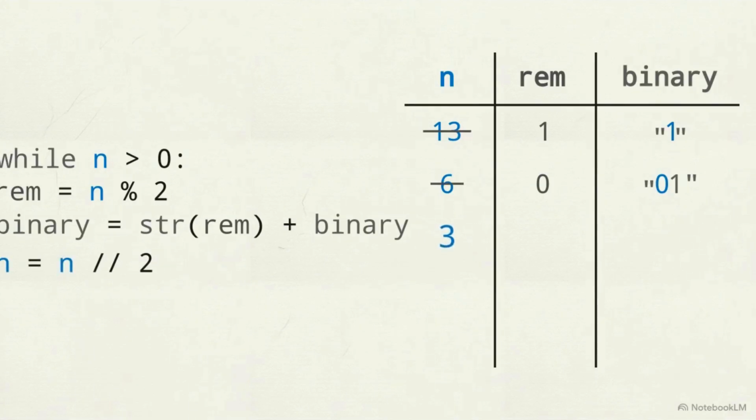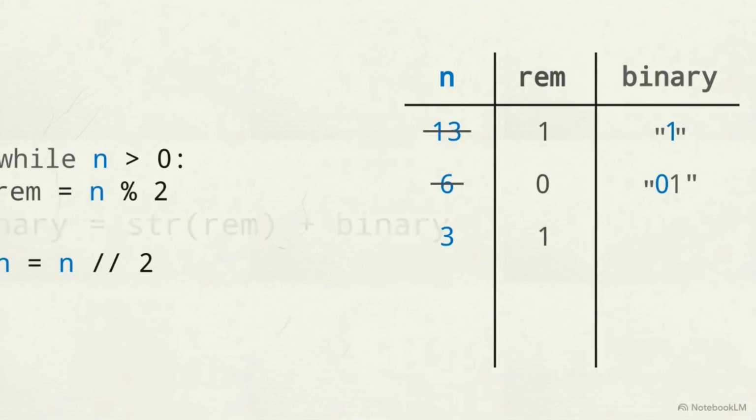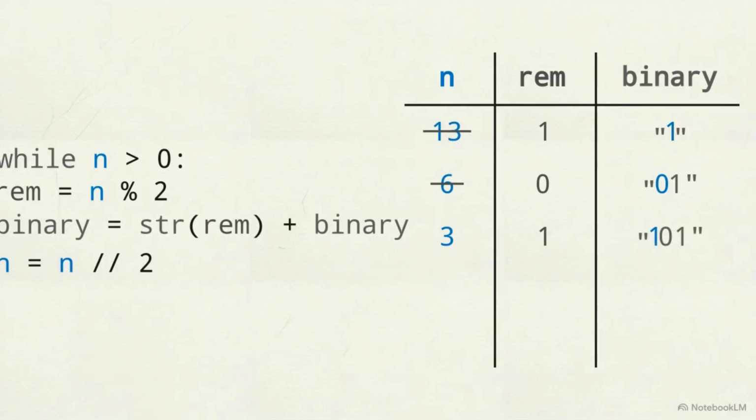On loop 3, n is 3. The remainder of 3 divided by 2 is 1. We push that 1 to the front, updating our string to 1, 0, 1. The new integer quotient is 1. Finally, loop 4, n is 1. 1 divided by 2 gives a remainder of 1. We attach that to the front, giving us 1, 1, 0, 1. The integer quotient here is 0.